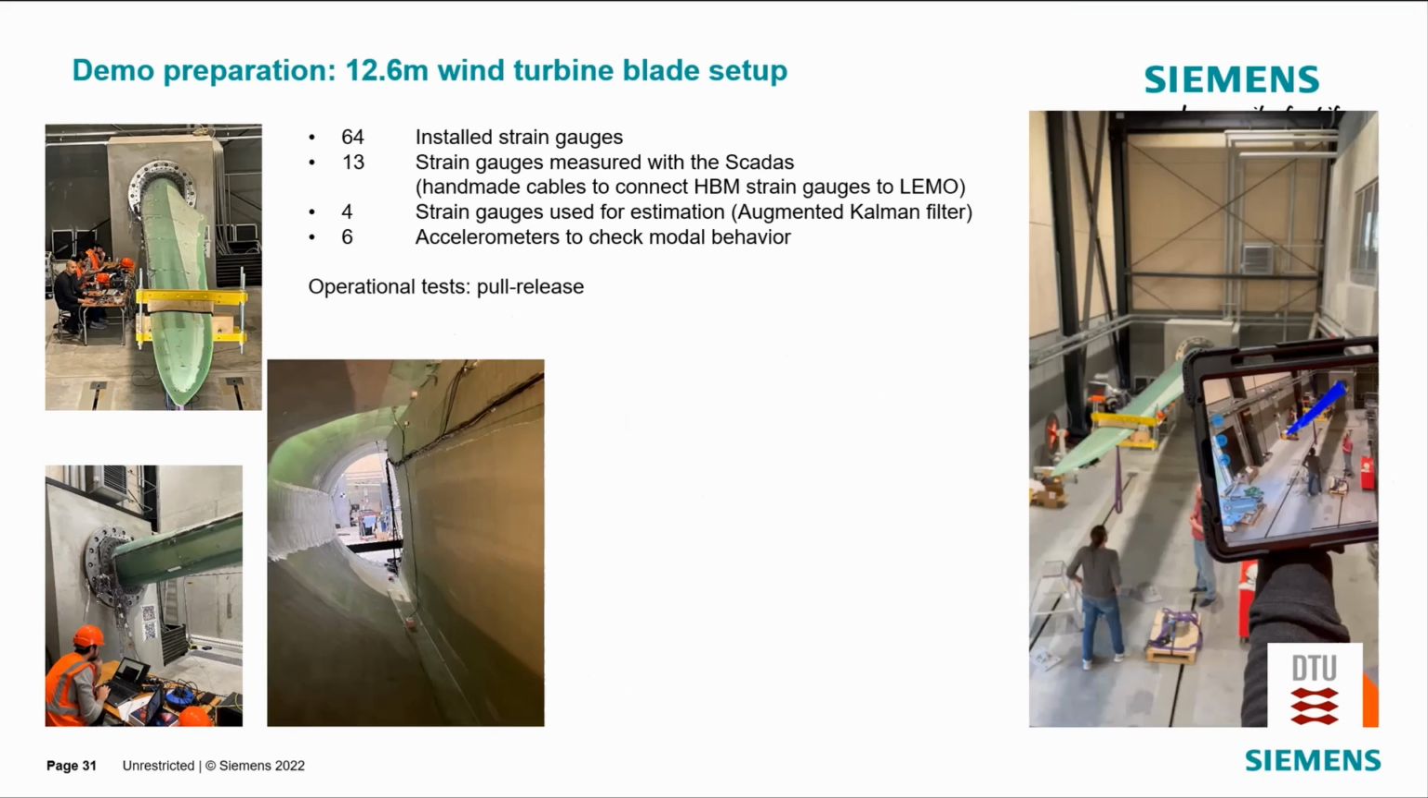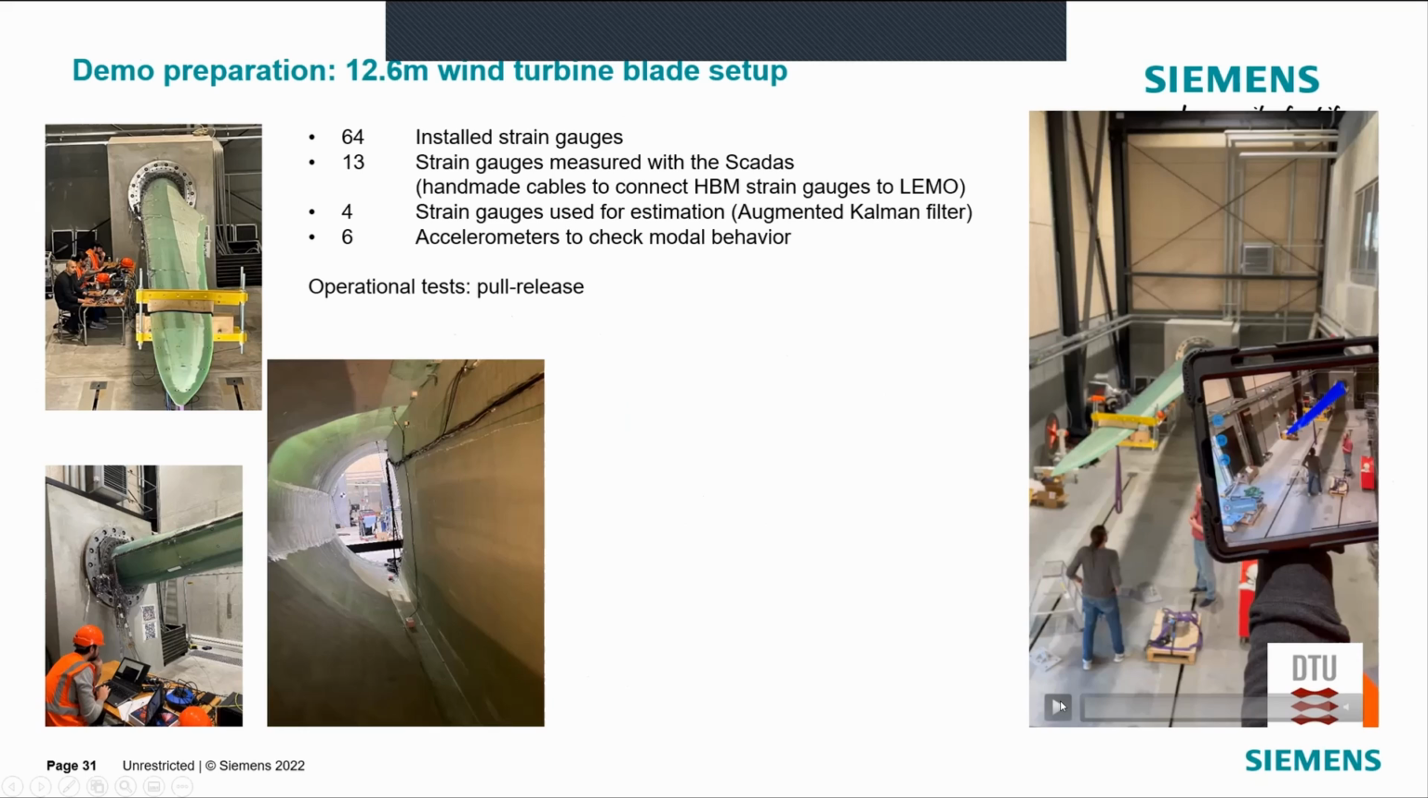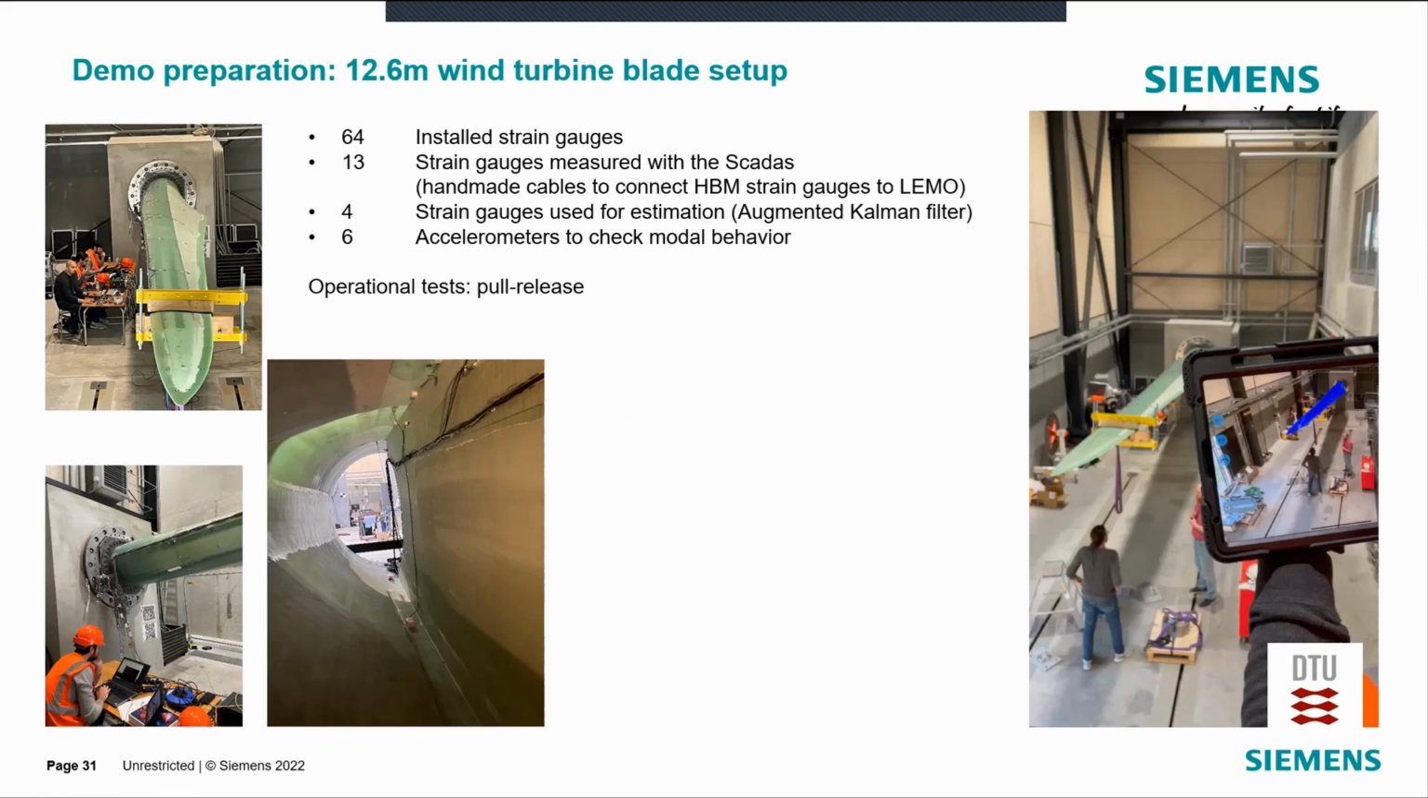DTU. In this case, the movie is not playing, but we had the full blade there, a 12.6 meter blade installed with many strain gauges on it. A few of them we measured with our measurement system, the SCADAs, and only 4 of them were used for the estimation in the augmented Kalman filter, which is running behind all this.